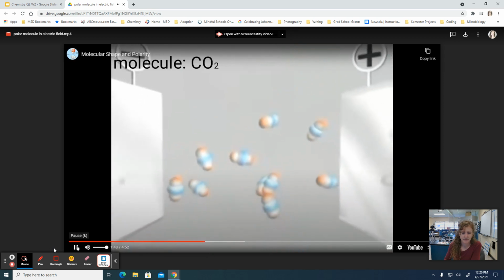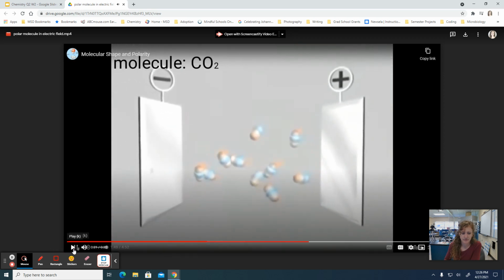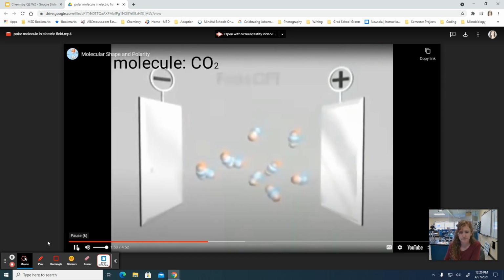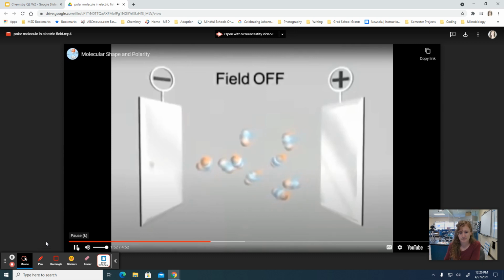So the CO2 molecule is non-polar. Okay, did you hear that? The CO2 molecule is non-polar. The CO2 molecule has polar bonds, but the polar bonds cancel each other out. And the molecule as a whole is non-polar. So watch what happens when they turn the electric field on. Notice that the orientation of the molecules is random, whether the field is off or on.